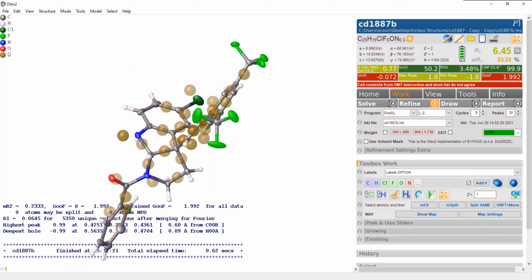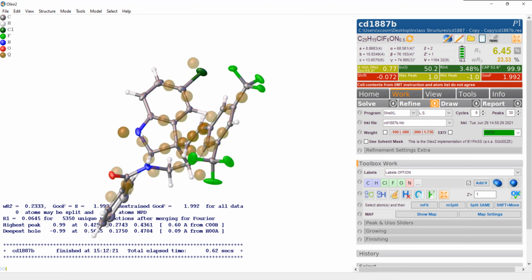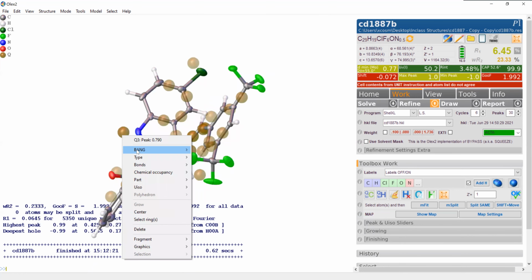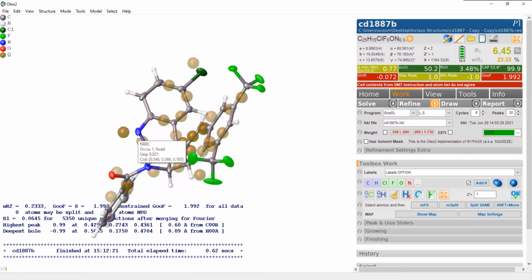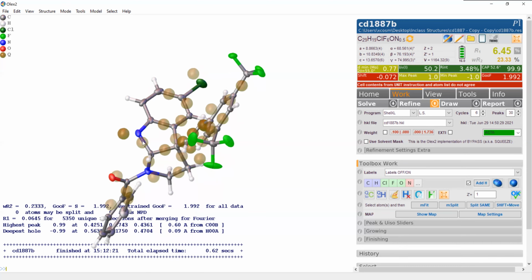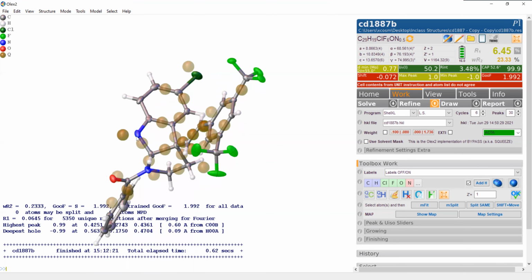So now when we change this to a nitrogen atom, we see another Q peak appear. If we check the distance of this, it's about 0.85 angstroms from the nitrogen atom. This would suggest that there's a hydrogen off of this nitrogen atom. Now, does it make sense that the hydrogen is off this nitrogen?